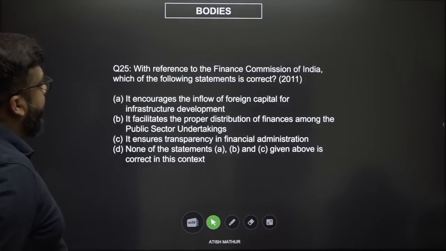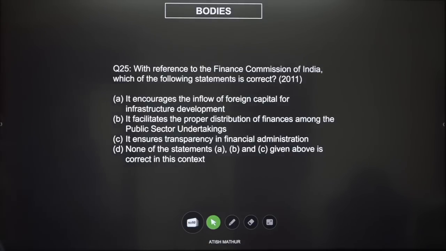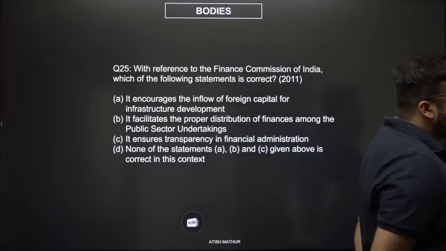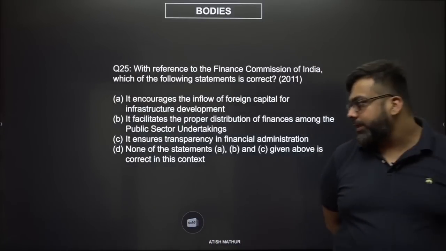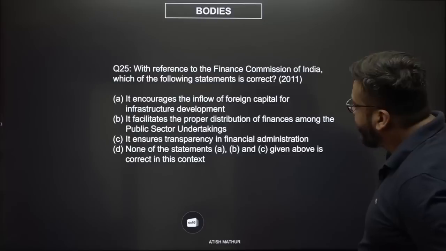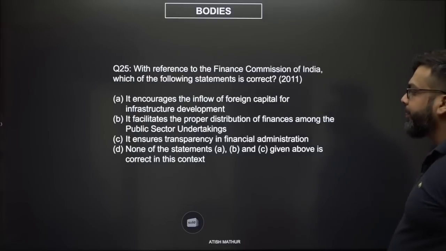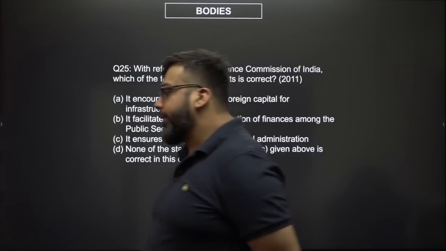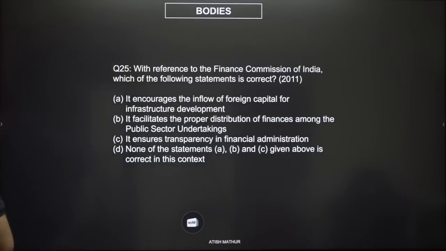With reference to the Finance Commission of India, which of the following statements is correct? It encourages the inflow of foreign capital for infrastructure development. It facilitates the proper distribution of finances amongst public sector undertakings. It ensures transparency in financial administration. None of the statements A, B, and C is correct in the given context. So D is nothing but none of the above. So let us see what the option is.